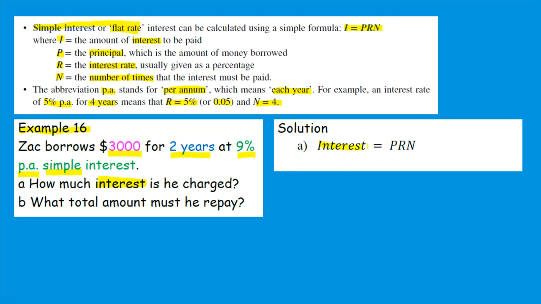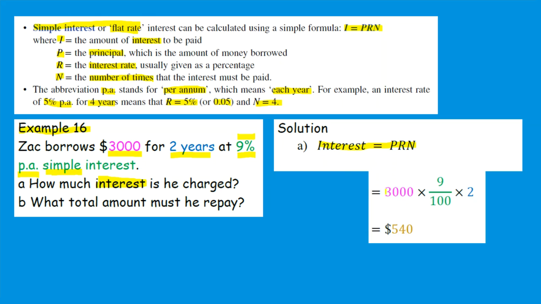So once again, we use this formula. P is the principal, the purple number. N is the number of terms, number of times. In this case, it's 2 years. And R is 9%. So we put those into the formula, and you can see we're basically finding 9% of 3,000 and times it by 2 for 2 years.